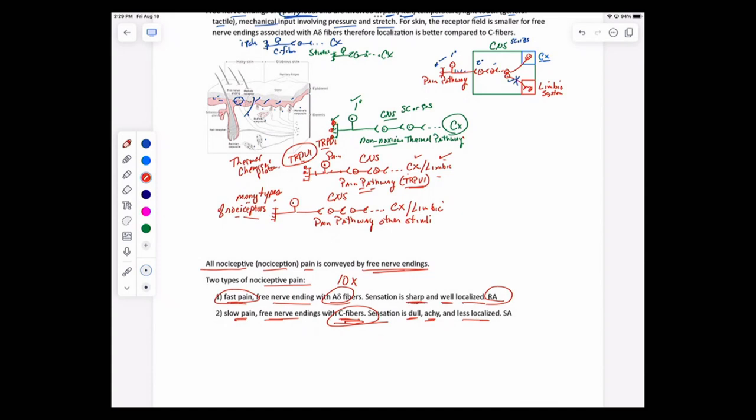The shard of glass, you're going to experience sharp pain. You're going to know exactly where that glass is impaling your skin, and you're going to have a very quick reaction. And that's because A delta fibers are being utilized with this. So that's fast pain and then slow pain. It's the difference between A delta fibers and C fibers, and they have different qualities.